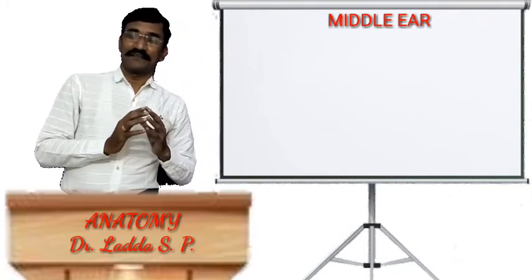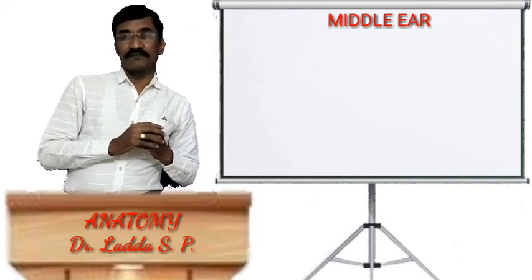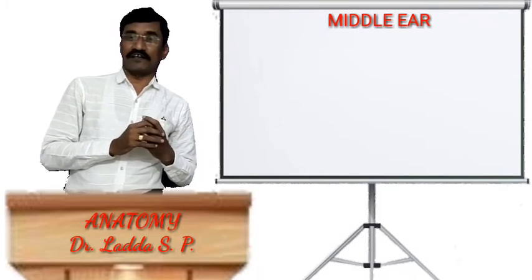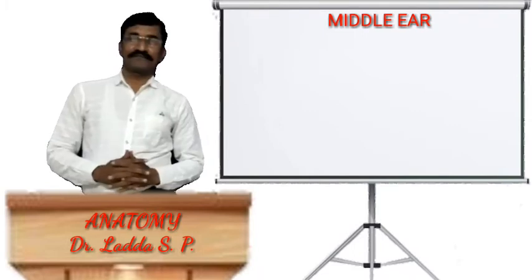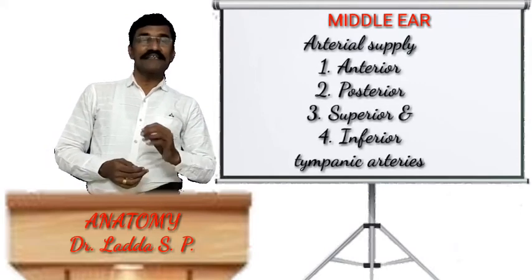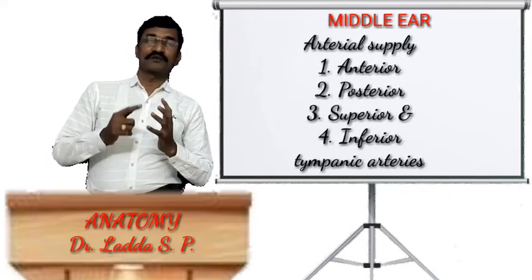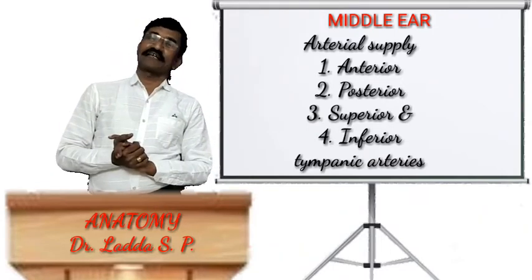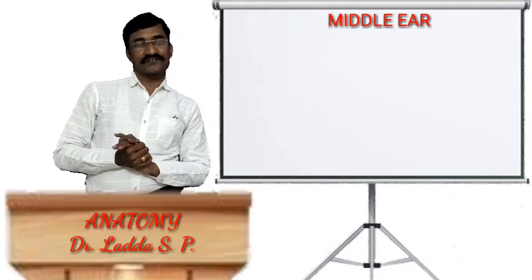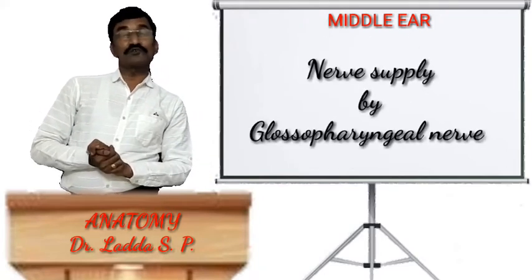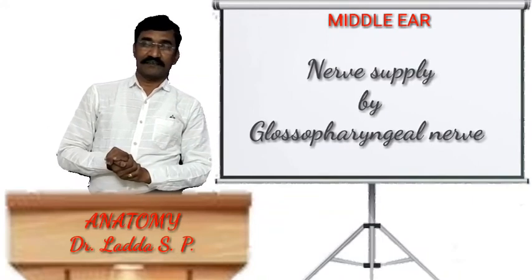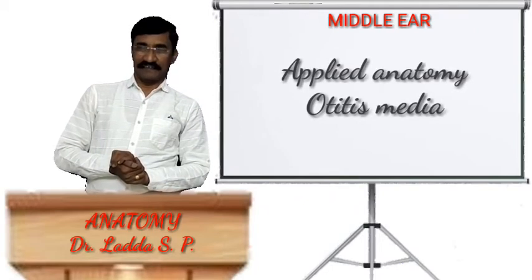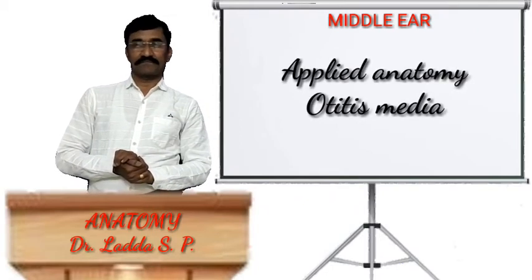And now we will proceed with the blood supply, nerve supply and the applied anatomy. Arterial supply: the middle ear is supplied by the anterior, posterior, superior and inferior tympanic arteries. And it is innervated by the glossopharyngeal nerve.